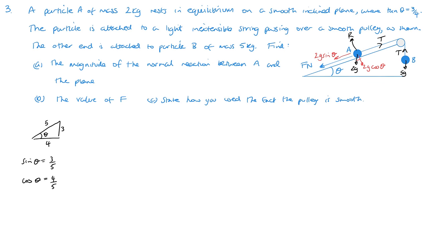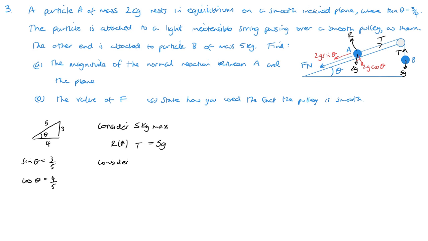Okay, so that is that. Now we have to find the value of F. So we don't actually need R in this case. So first let's consider the 5 kilogram mass. Resolving vertically we get T equals 5g. So that gives me T straight away.